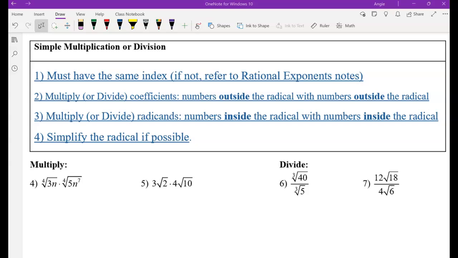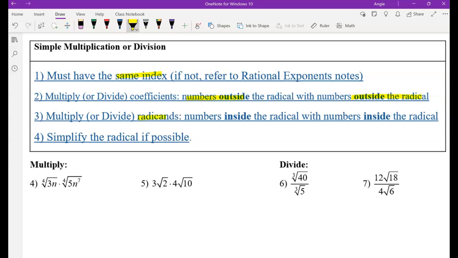So here are the guidelines, students, for multiplication or division. First, we must have the same index, okay? Same index. Second, multiply or divide coefficients, that means the numbers on the outside of the radicals. Multiply the numbers outside of the radical with the numbers outside of the radical. So outside, multiply with the outside.